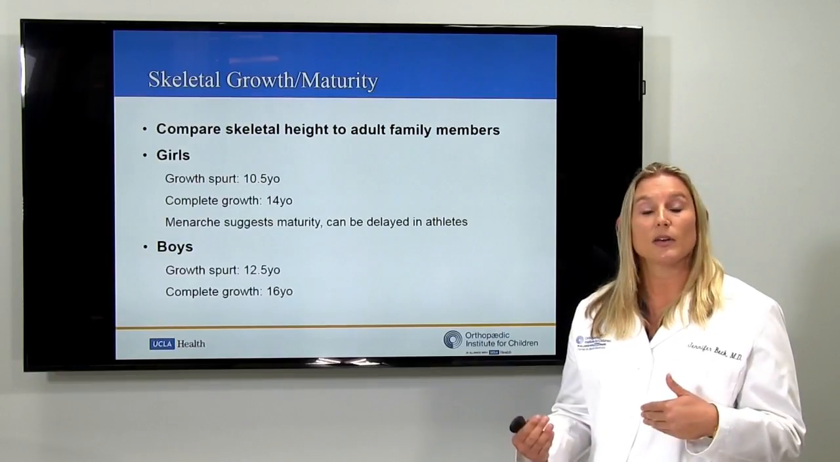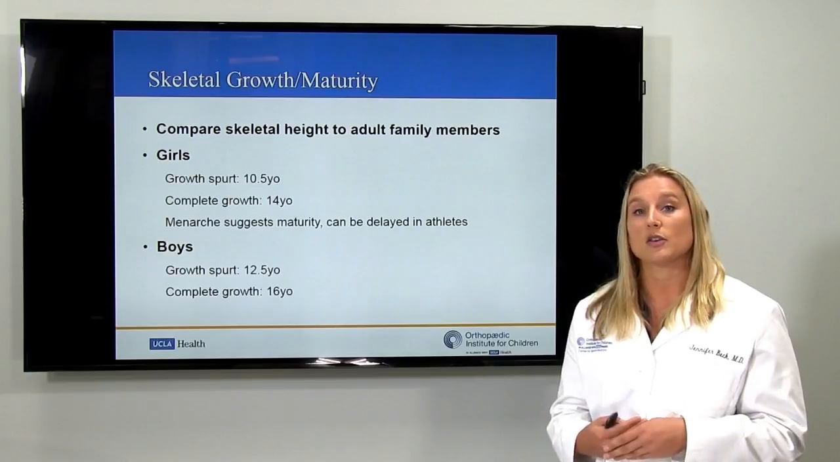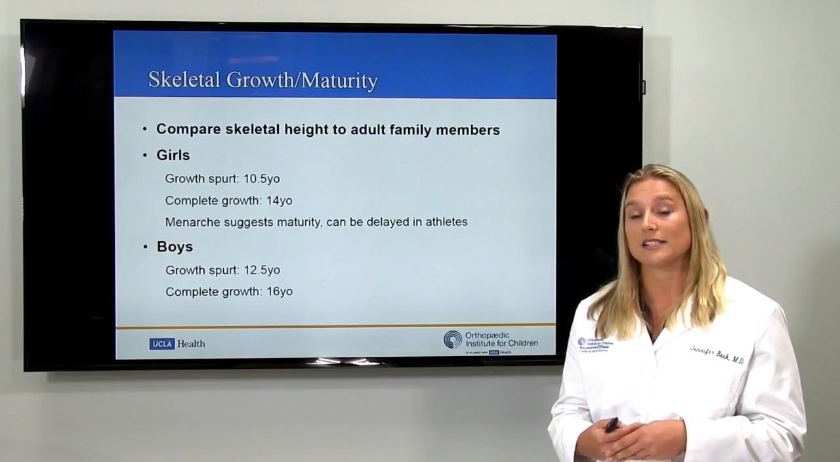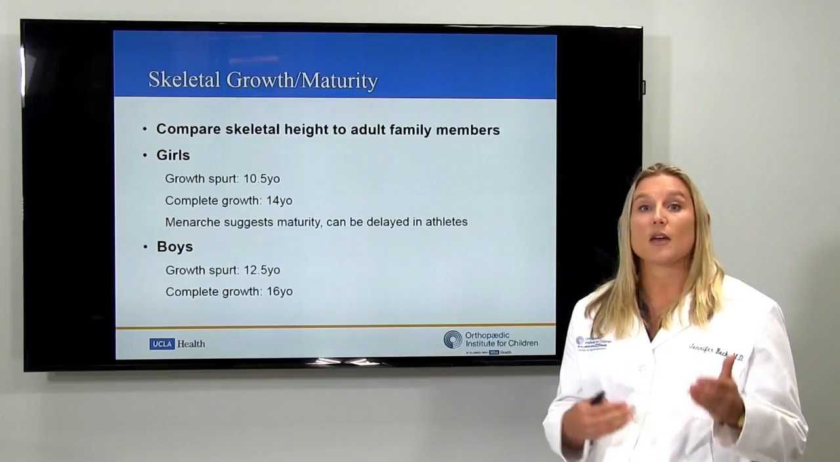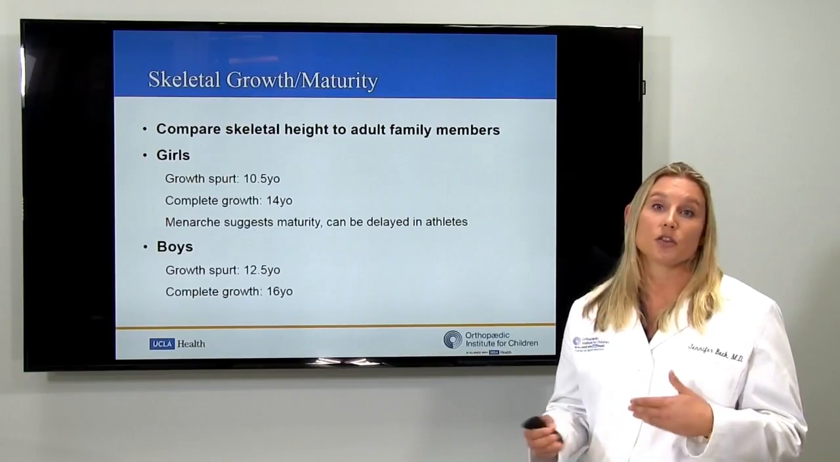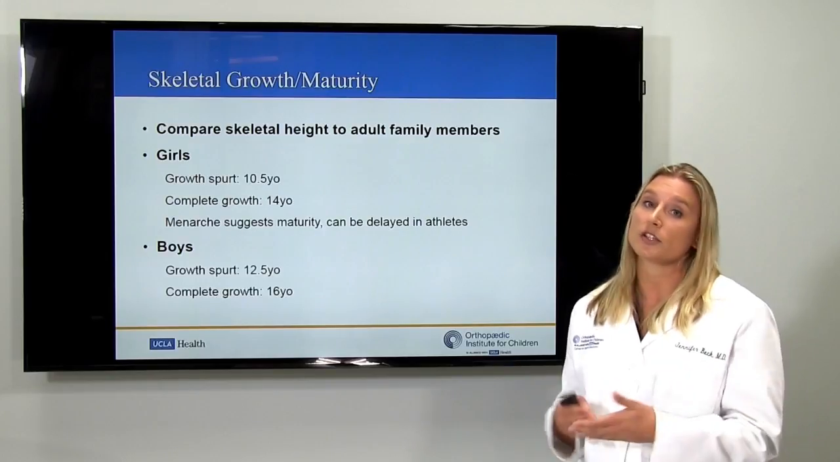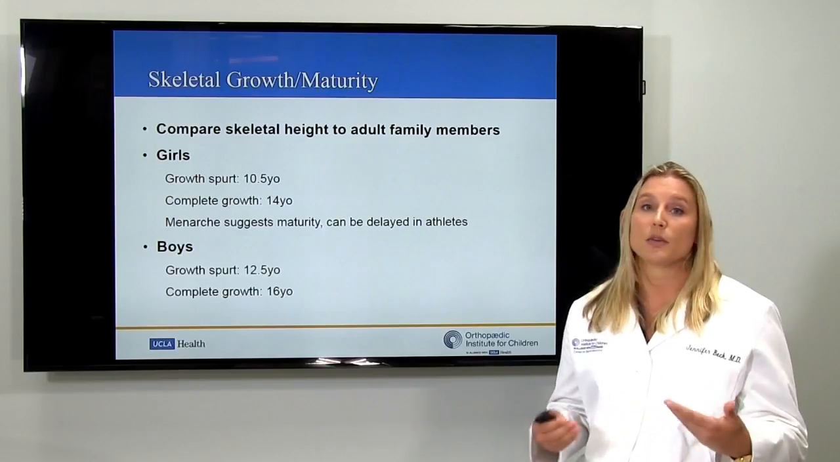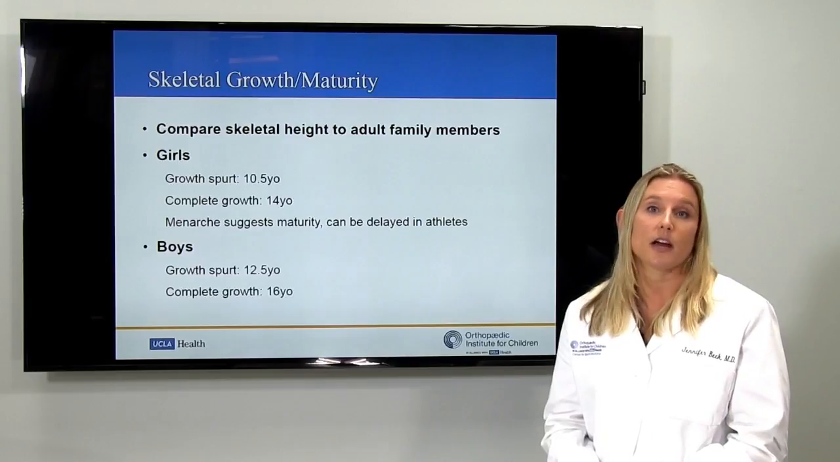Boys, we know, develop a little bit later and start that growth spurt somewhere around 12 and a half and complete their growth around 16. So they stay with these growth plates open longer than the girls do, which may alter the treatment for a 13-year-old girl versus a 13-year-old boy. They may get completely different surgical treatment because of that growth status.